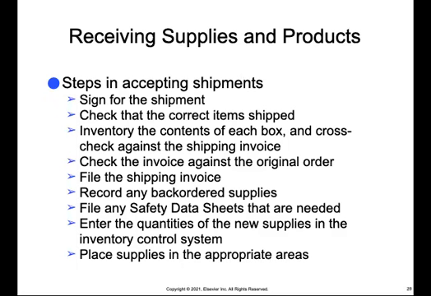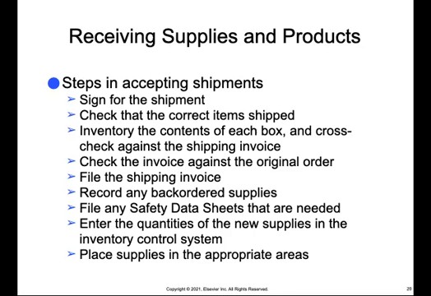After you receive supplies and products, the next step is to verify your order. So these are some steps in accepting shipments. So 1, you want to sign for the shipment, check for the correct number of boxes or items shipped, inventory the contents of each box, and verify them with the shipping invoice that is usually attached inside the box. Check the invoice against your original order to make sure that you didn't miss something or that the vendor didn't forget to put it in the box.